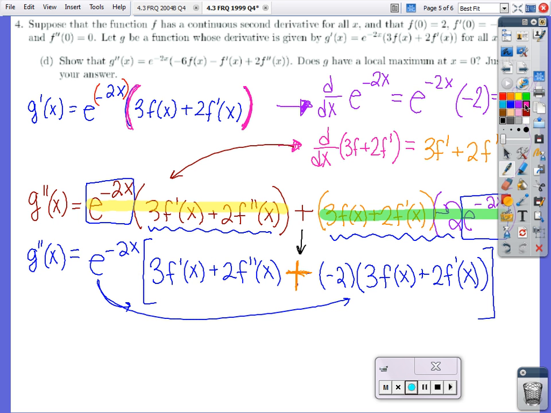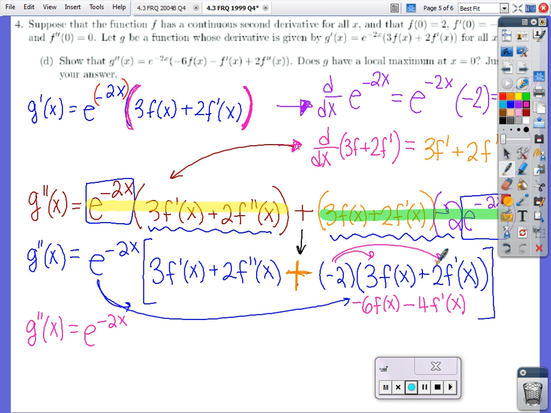So next step, I'm going to simplify if possible. Let's see if anything simplifies on the inside of the derivative. It looks like we end up with, and I'm going to write it down here, negative 6 f of x minus 4 f prime of x, and that's me distributing the negative 2.